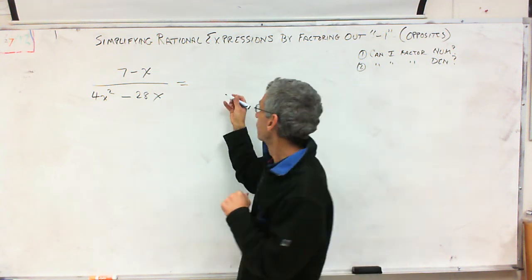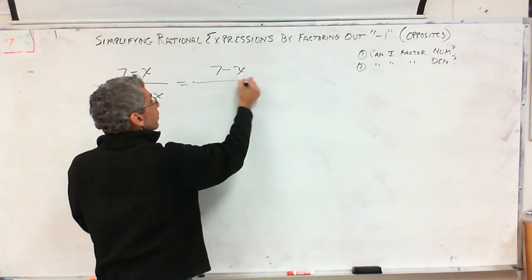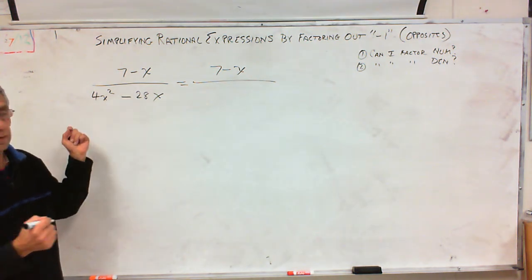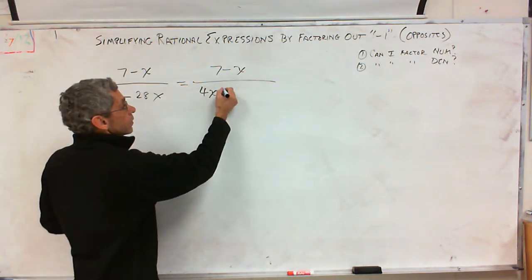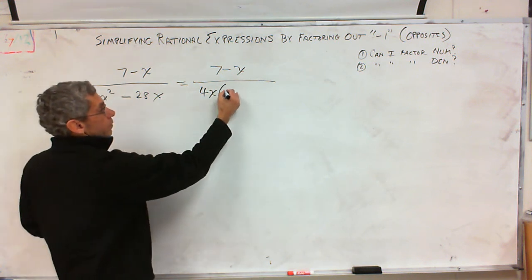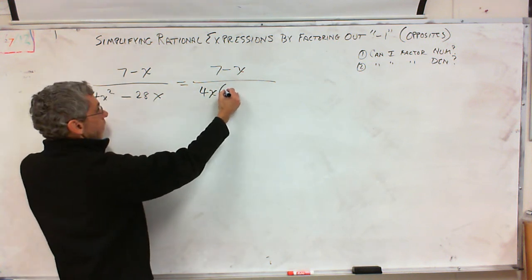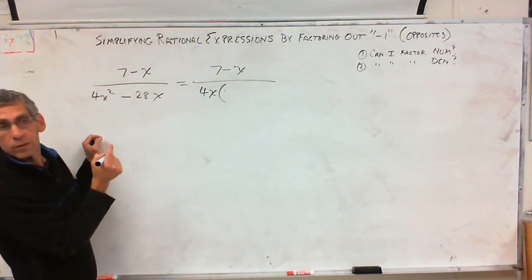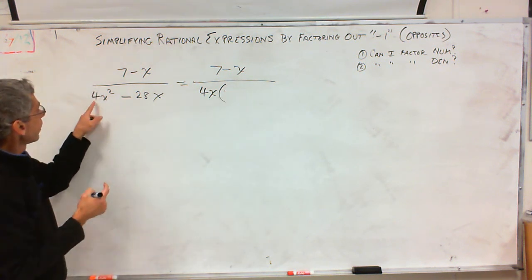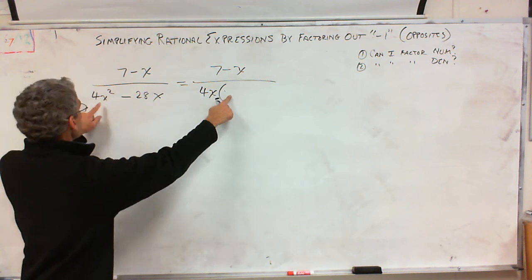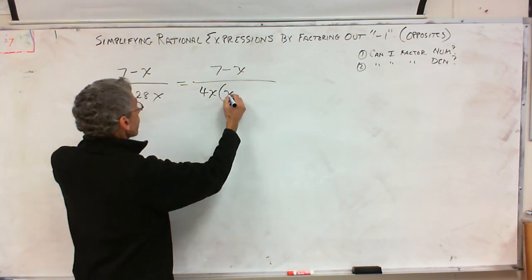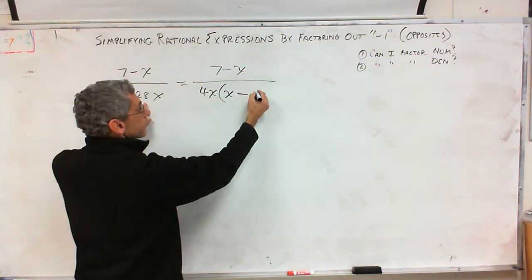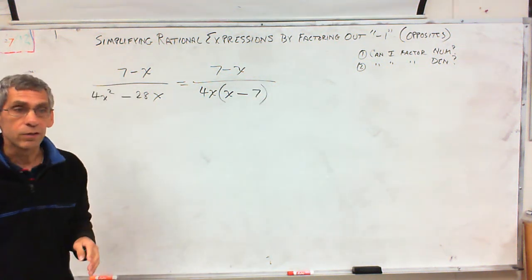Hannah, what would I do? What can I factor out of both of these? 4x. And then what would I get? 4x times what is 4x squared? X, right? And then I've got a minus sign. And then 4x times what is 28? 7. Okay, now what do I do?